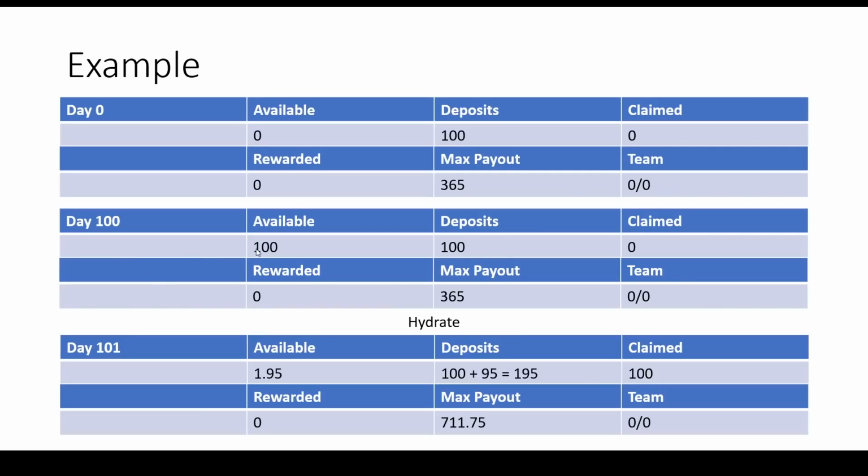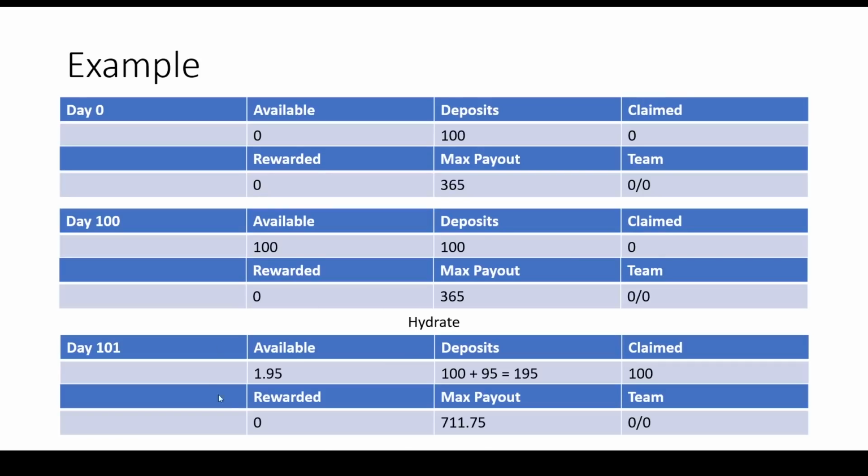So let's say it's day 100. You have this 100 drip sitting there, and you want to recoup your original investment. Well, keep in mind, when you hydrate or when you claim, you're going to pay a tax, either 5% for hydrating, 10% for claiming. But nonetheless, let's just say you're at day 100. You want to claim out these 100 tokens.